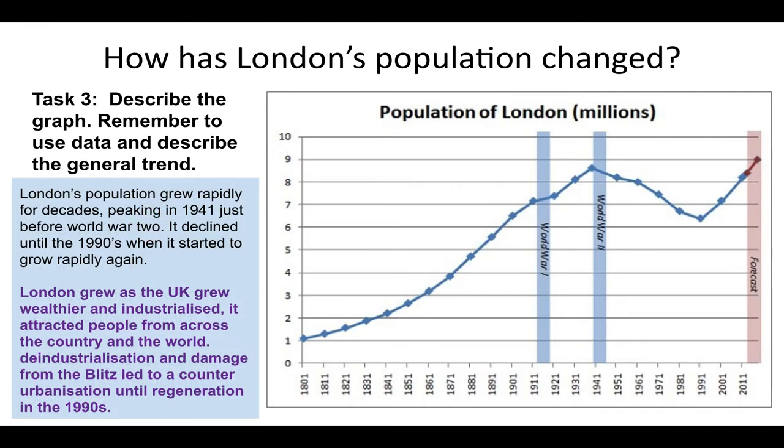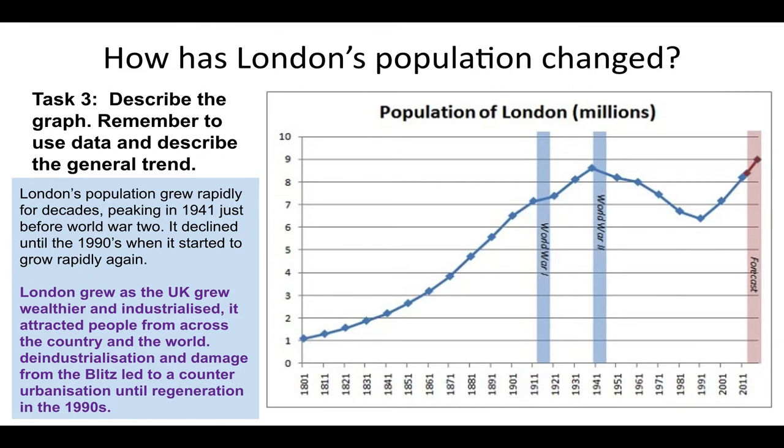So, London's population grew rapidly, as you can see through most of this graph, for decades. Starting in 1881 all the way up to 1941, we are seeing an increase in London's population.